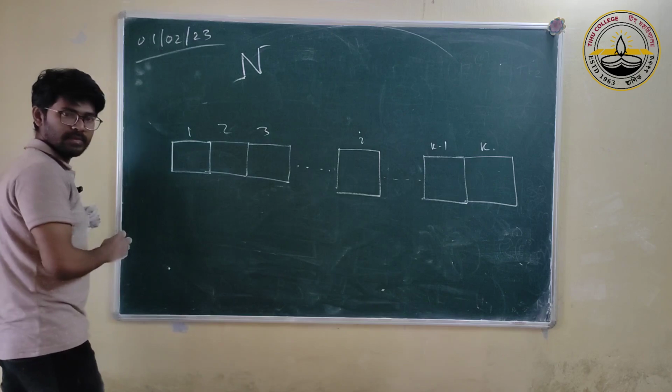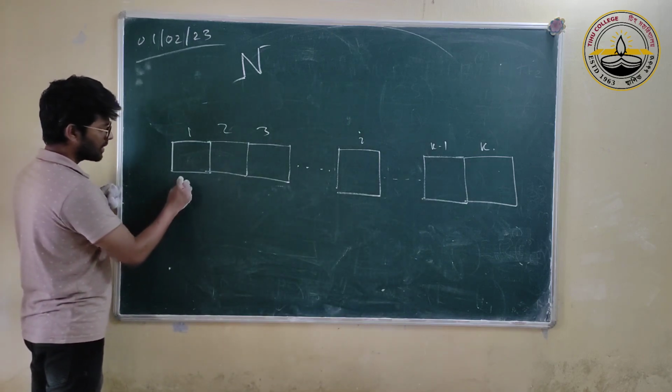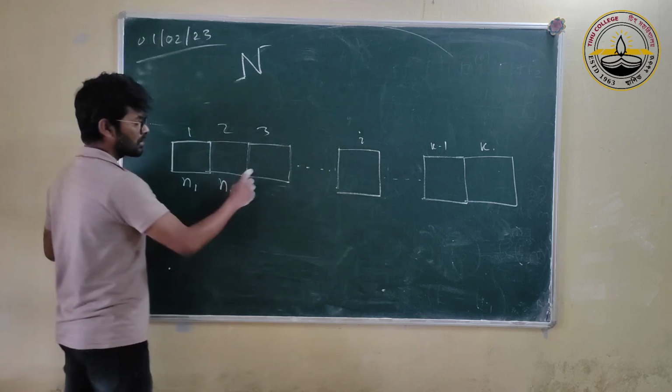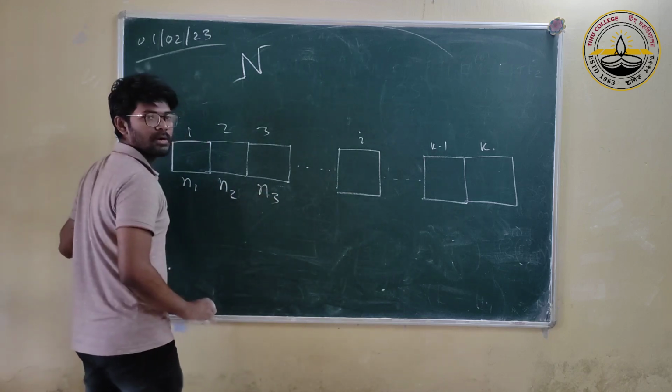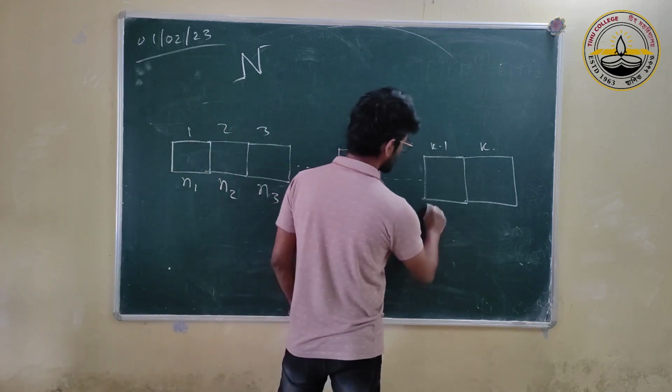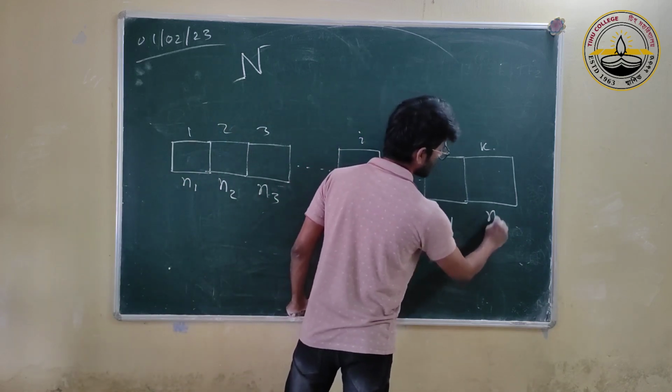And I told you that the first box can have n1 number of particles. The next one can have n2. The third box can have n3 number of particles. The ith box can have ni number of particles. And this one, nk minus 1, the kth box can have nk.